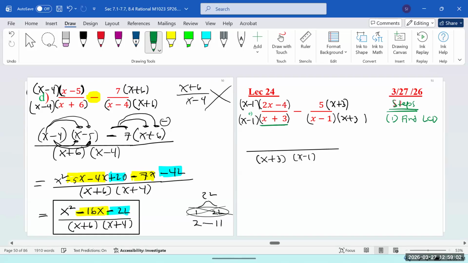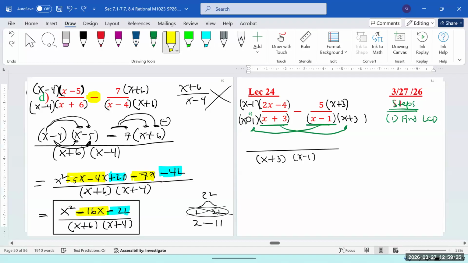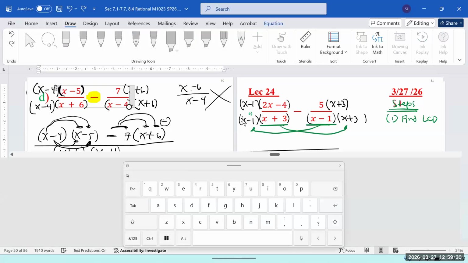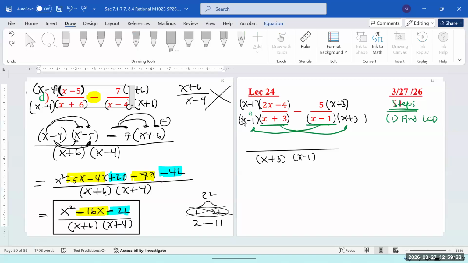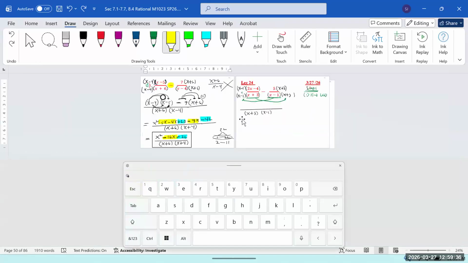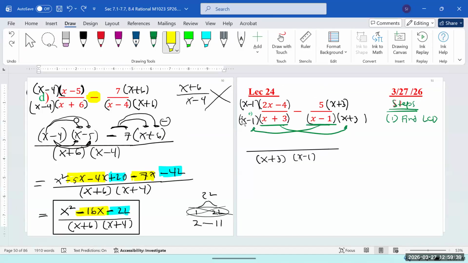The first denominator is x plus 3. We want that on the second denominator. The second denominator has x minus 1. We want that on the first denominator. Why? Because then if you observe the denominators, they all are the same. The first one did not have x minus 1, so we multiplied both numerator and denominator by that x minus 1. The second denominator doesn't have x minus 1, so we multiply numerator and denominator by x plus 3.